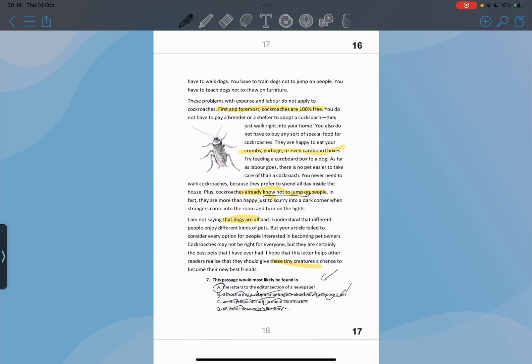Where does it say this? There we go. So he's saying they are happy to eat crumbs, garbage, or even cardboard boxes. He's proving the fact that they don't need any special food. You don't have to buy anything. You can just give them whatever you want. And it's so much easier and cheaper. And he's saying dogs won't. You can't do the same thing with them.